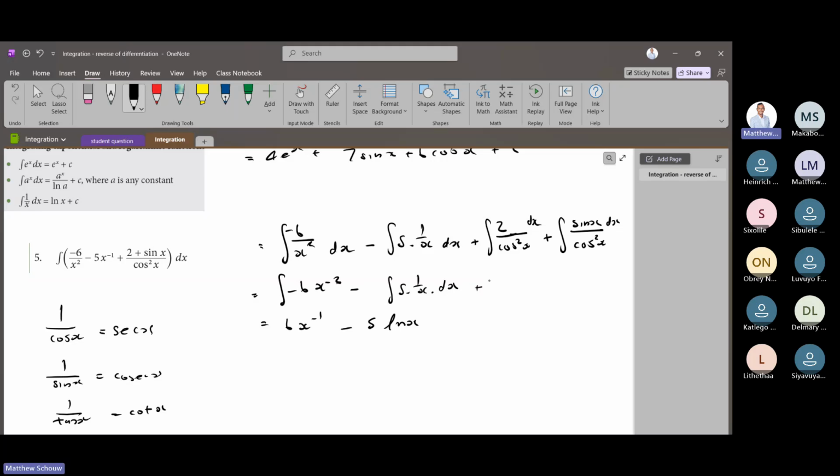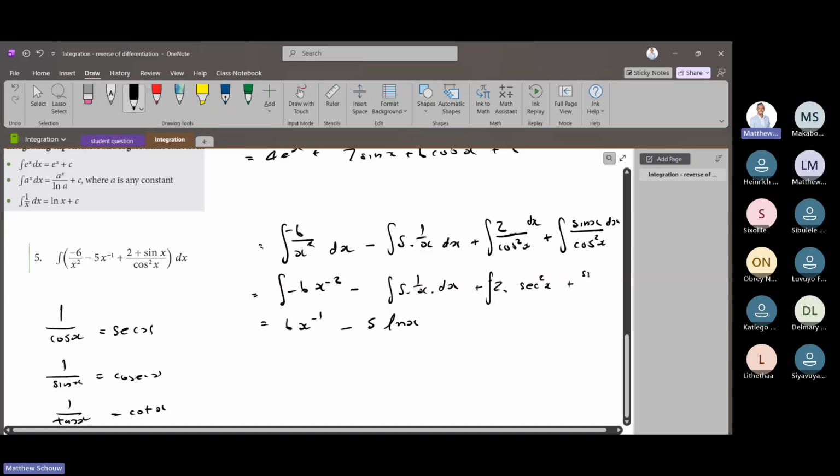If I could write it out here, maybe. So 2 times 1 over cos squared, and obviously, this over here will now become sec squared x. Okay, perfect. This guy over here, if you look at him, I can remove those brackets as well. So this is going to be sine x over cos squared.